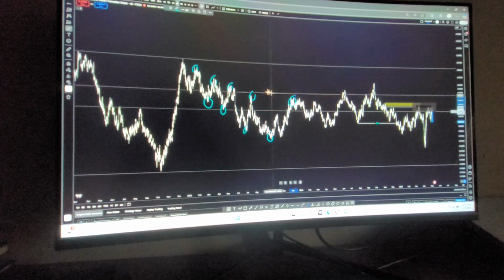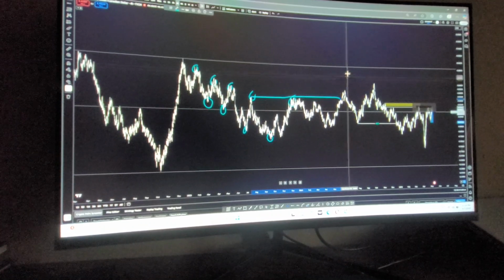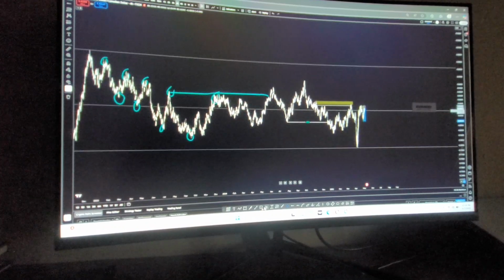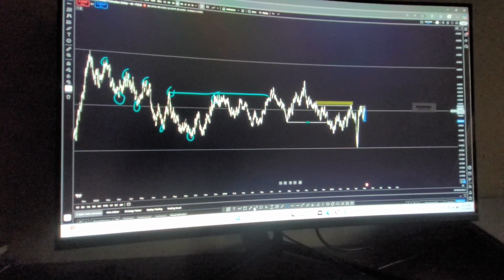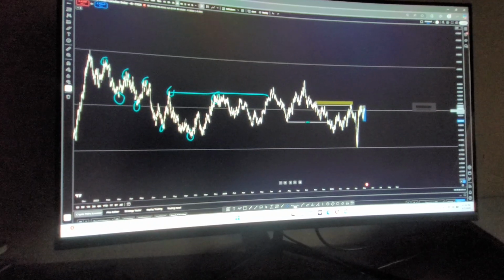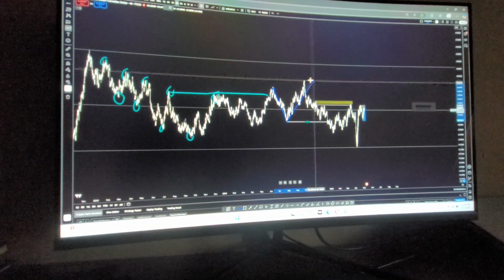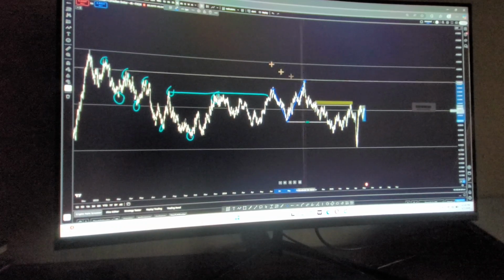Then suddenly price did what? Price broke the previous strong high right here. And the moment price broke that previous strong high, guess what price did? Price came to a premium area right here and gave us another bullish momentum.